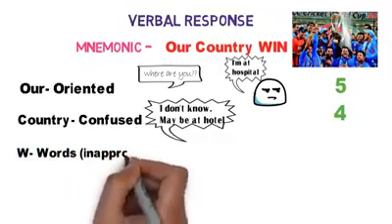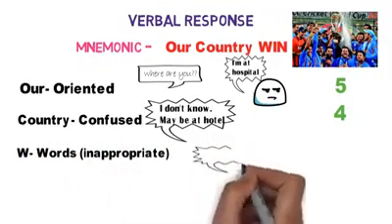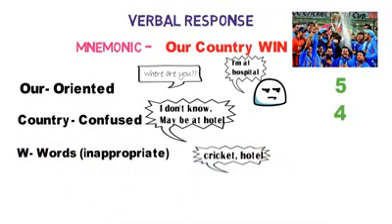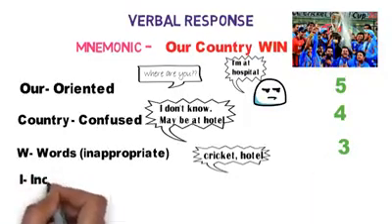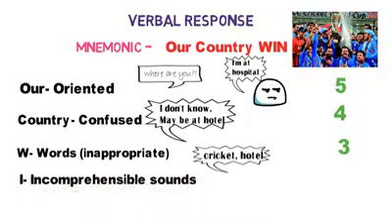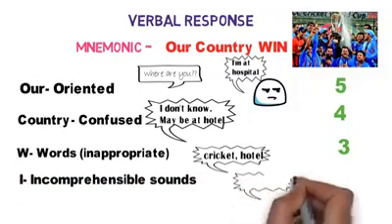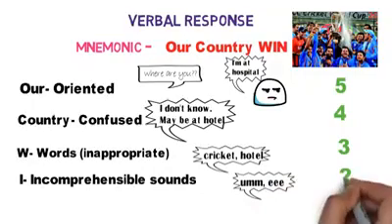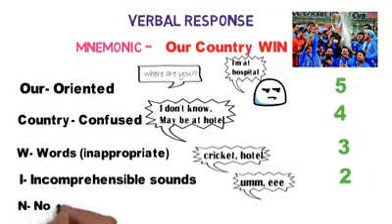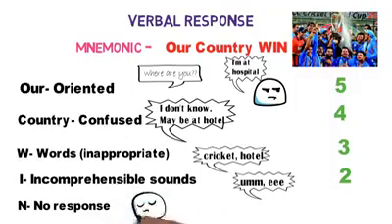W stands for words inappropriately used, like if he says cricket or hotel out of a blue, then verbal score is 3. I stands for inappropriate sounds, like if he or she makes some sort of sounds, then verbal score is 2. N stands for no response. Verbal score is then 1.